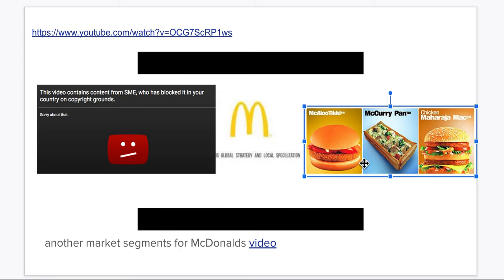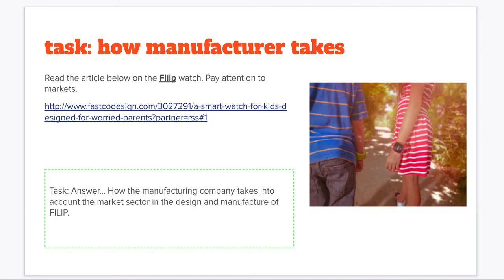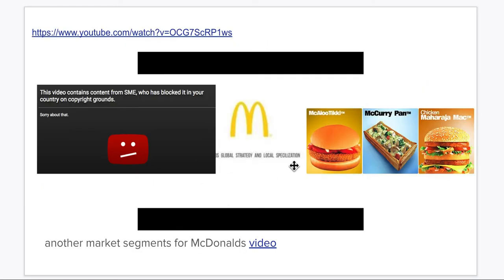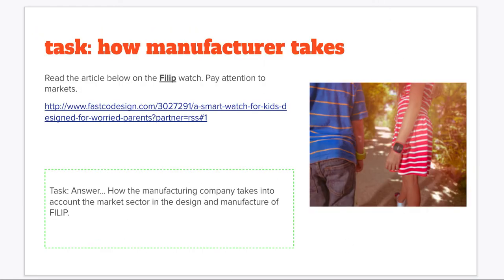Some examples. I think it looks like it was blocked in this country, but look at McDonald's from around the world. This is the Indian McDonald's version. So they actually have a different market for people because there's a Maharaja Tikka, the curry pan, and I can't even pronounce it, but they have all these different flavors because it's from a different location. I'm sure you've probably seen or heard of this before, okay?